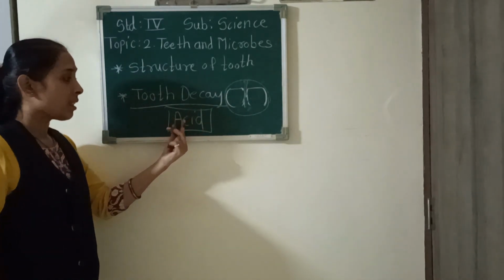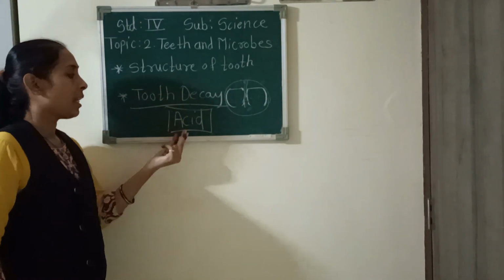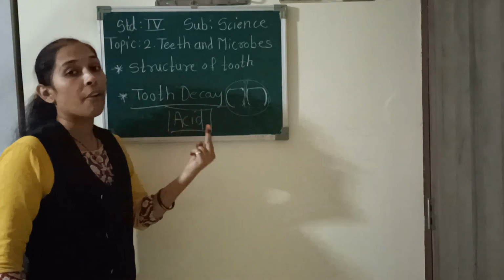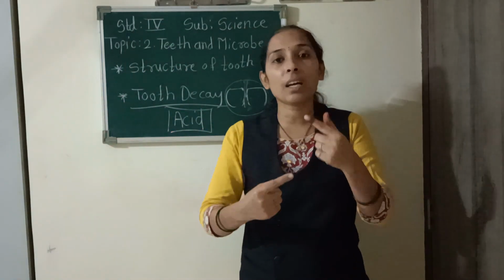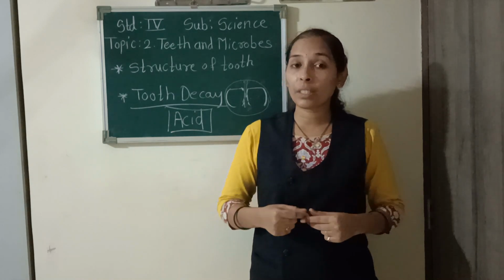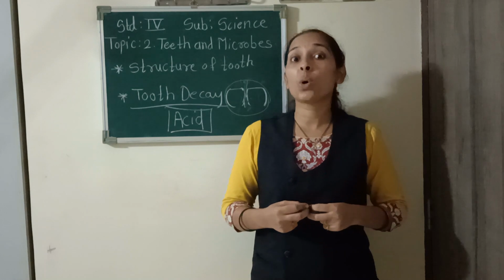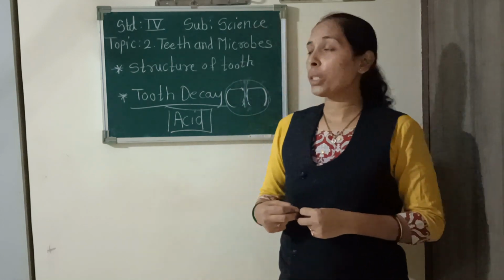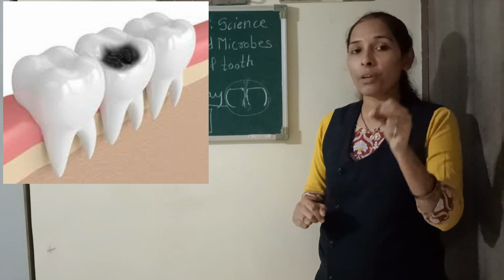Okay, and this plaque gets mixed with the sugar, and then it forms the acid. After that, what happened? This acid started to affect our teeth, and it forms the cavity, or the hole, in our tooth. In the image you can see it properly, how it forms the cavity or the hole in our teeth.